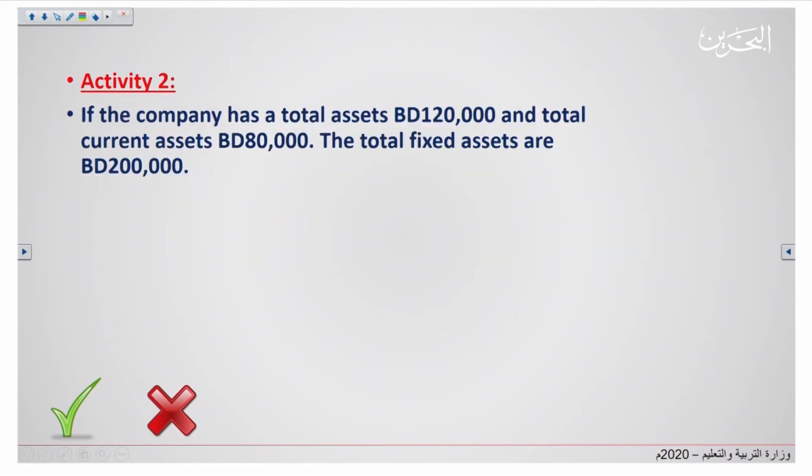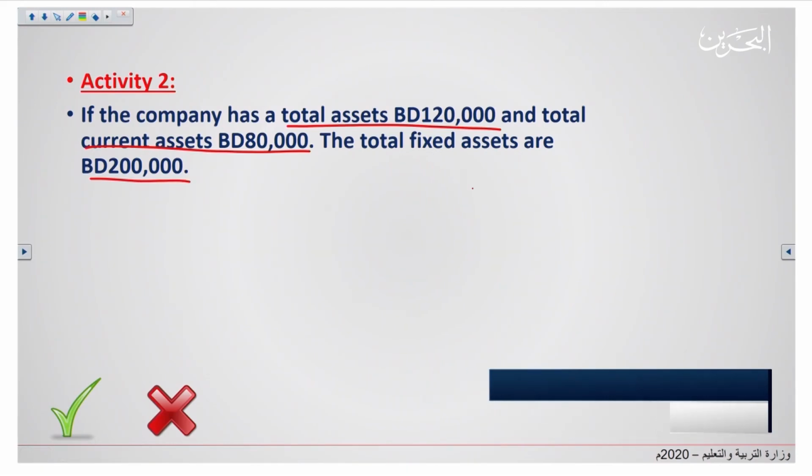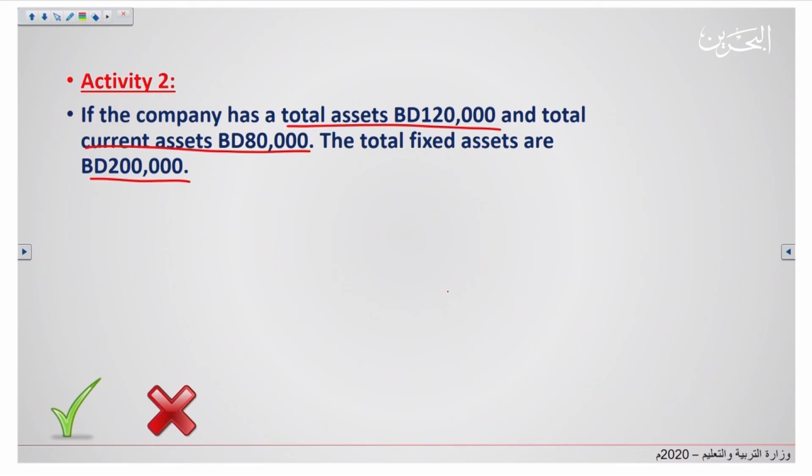Moving on to the second statement that we have to check. If the company has total assets of 120,000 BD and total current assets of 80,000 BD, they said that the total fixed assets are 200,000 BD. Now we want to make sure if this statement is correct. So we will calculate the fixed assets to find out if what they have calculated is correct or not. We will use this formula: the total assets equal the current assets plus the fixed assets.